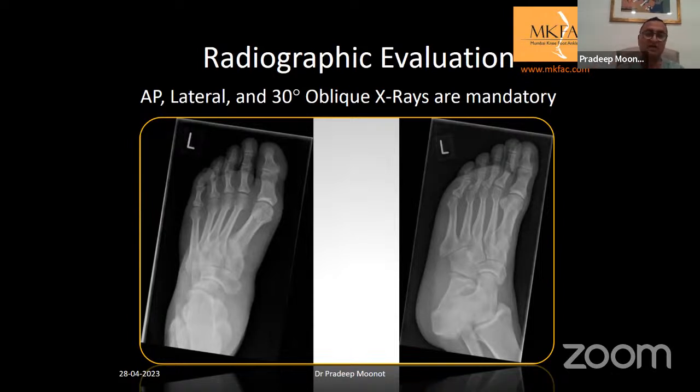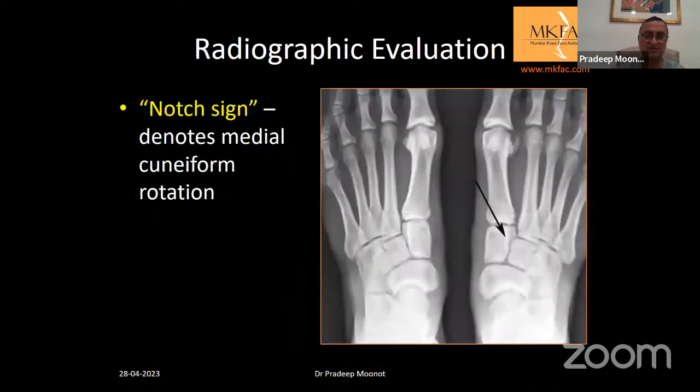Radiographs, AP, lateral and 30-degree oblique views are mandatory, and you need to learn to look at all the lines. Those are completely different things. I'm not just covering this, because that itself is like a 5 to 7 minute presentation.